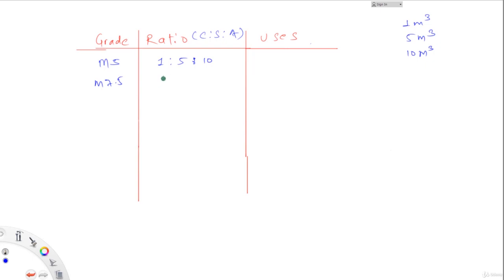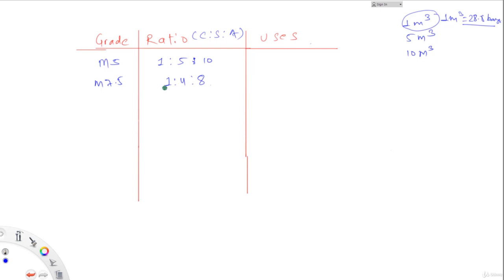So M7.5 has got the ratio of 1:4:8, which means that if you use 1 meter cube of cement, you have to use 4 meter cube of sand and 8 meter cube of aggregate. The cement is generally not taken in meter cube. It is measured in terms of bags. So 1 meter cube of cement has got 28.8 bags. Sand and aggregates are measured in terms of meter cube.